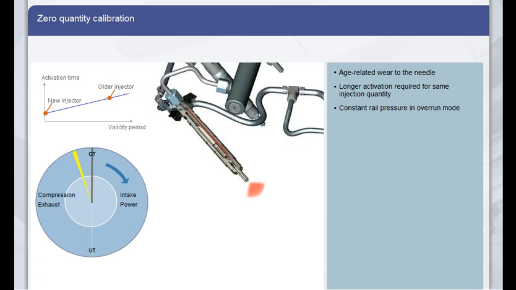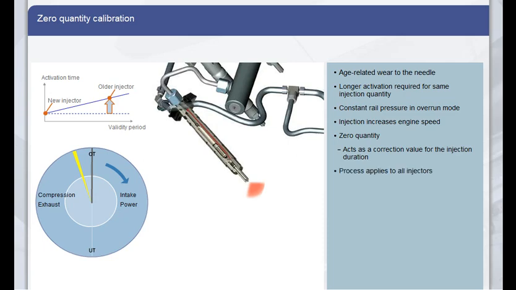After a certain activation time, the needle opens and a small quantity of fuel is injected. The control unit detects a slight increase in speed via the crankshaft Hall sensor. This is not perceptible to the driver and is clearly linked to the injected fuel quantity, which is known as the zero quantity. The activation time, thus calculated, is used by the control unit as a correction value for calculating the injection time. The process is repeated for all injectors in succession. These calibration values are stored in the engine control unit.